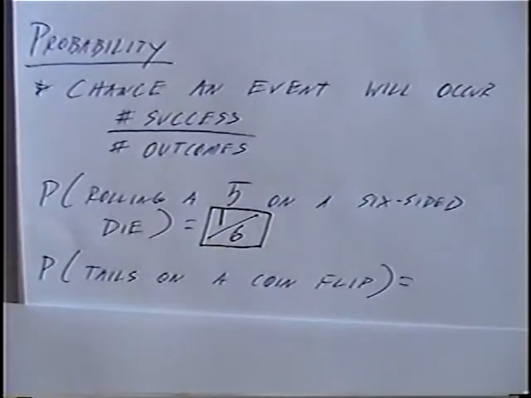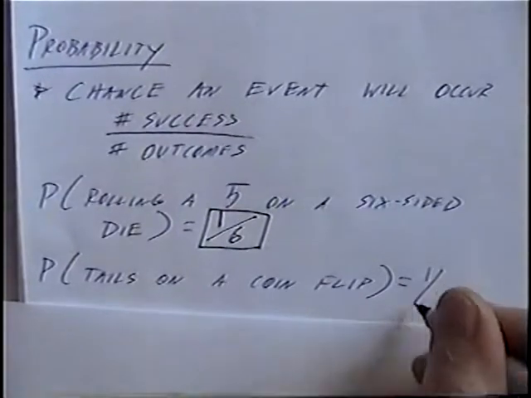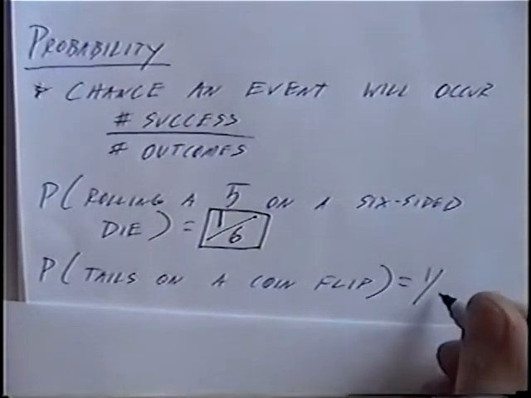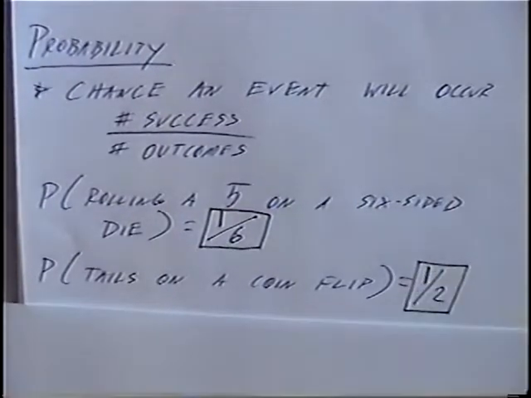Second question, and last question for the section, the probability of tails on a coin flip. On a coin, one side has tails, and a coin has 2 sides, so the probability of tails would be 1 out of 2, or 1/2.